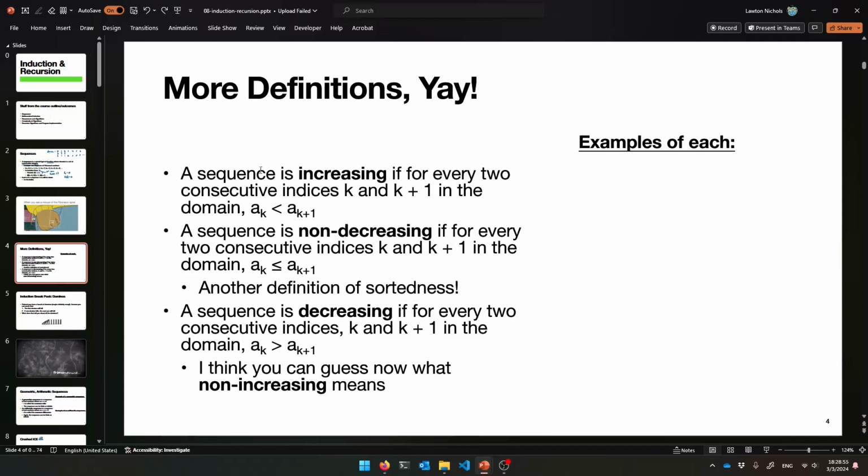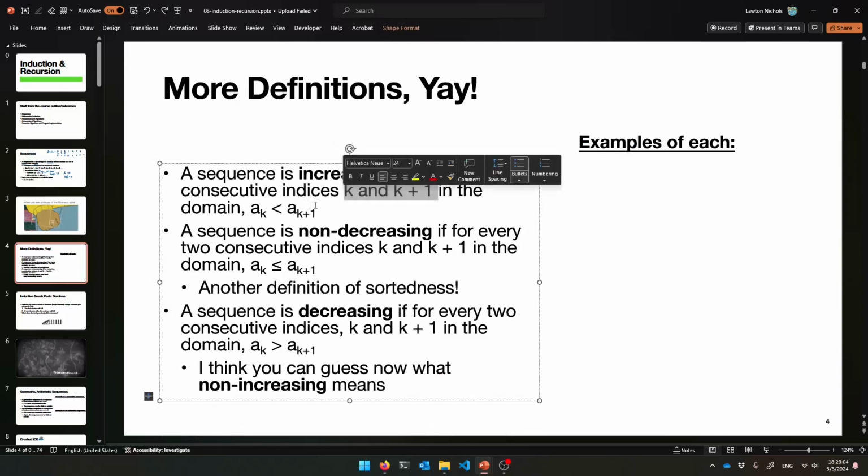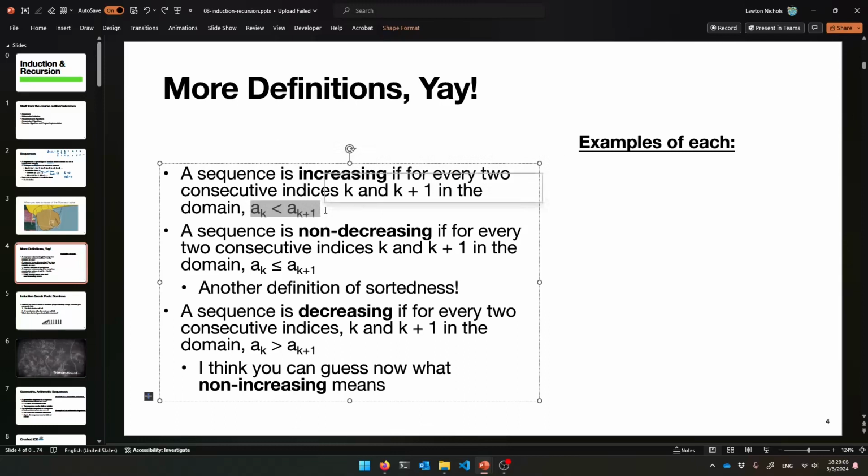We say that a sequence is increasing if it gets bigger, right? So here's how you define that in math. For every 2 consecutive indices of that sequence, k and k plus 1, the values at those indices better be related like this. This better be their relationship for any possible k, right? The one after better be bigger than the one before. That means it's increasing. I hope that makes sense.